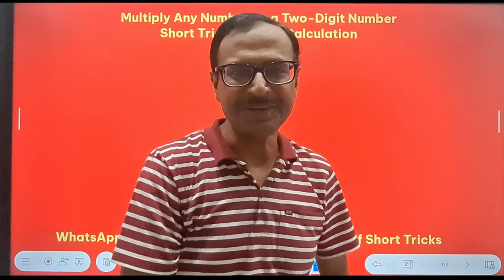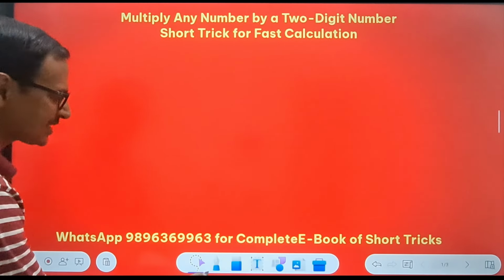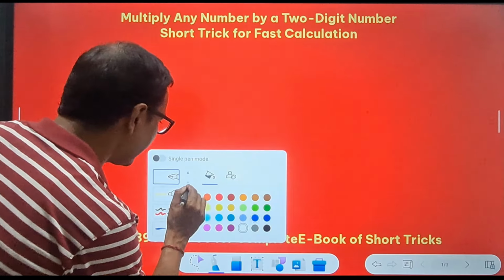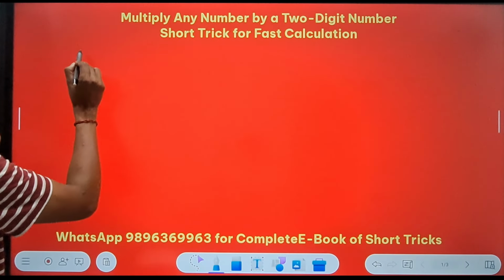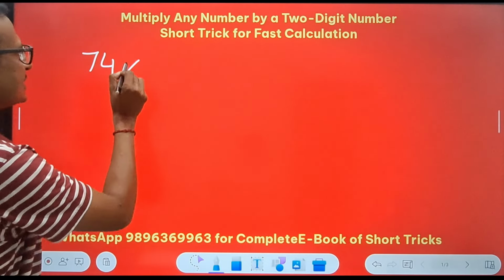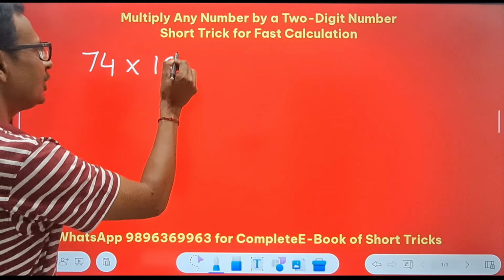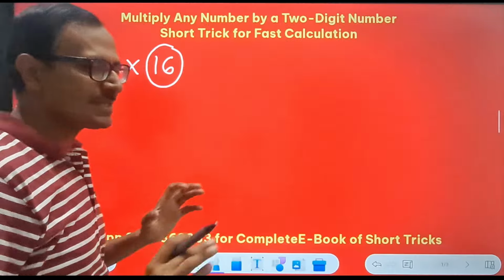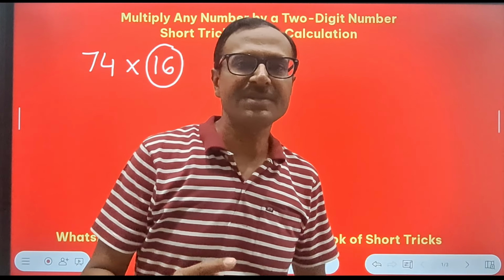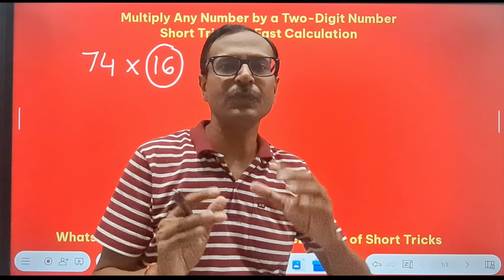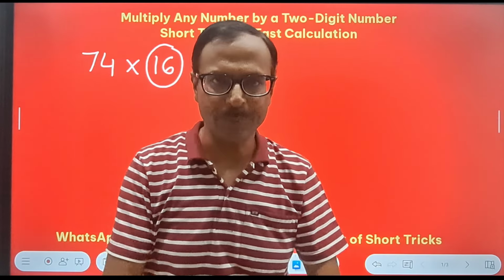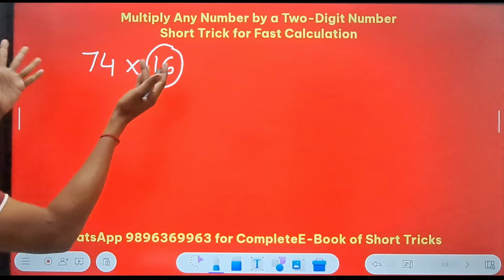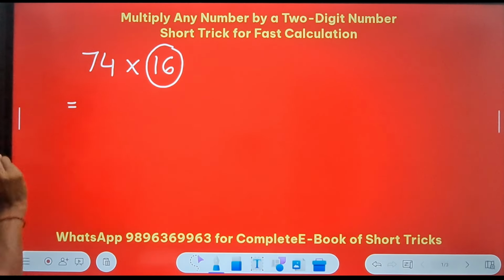Let's get started. So here we have the first example where I am going to take a 2-digit number and try to multiply it by another 2-digit number, say 74 times 16. Now whenever the second number, the multiplier, starts with a 1, that means it lies between 11 and 19. Okay, it can be 11 or 19 also, right? So then it is very easy. How do you do this?